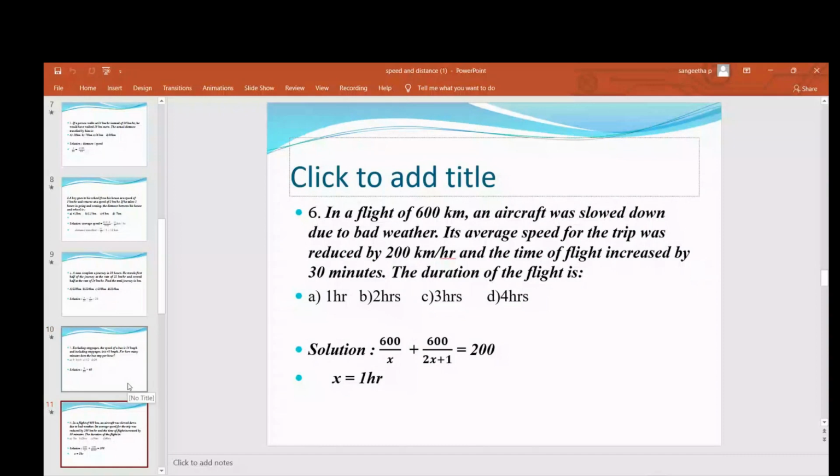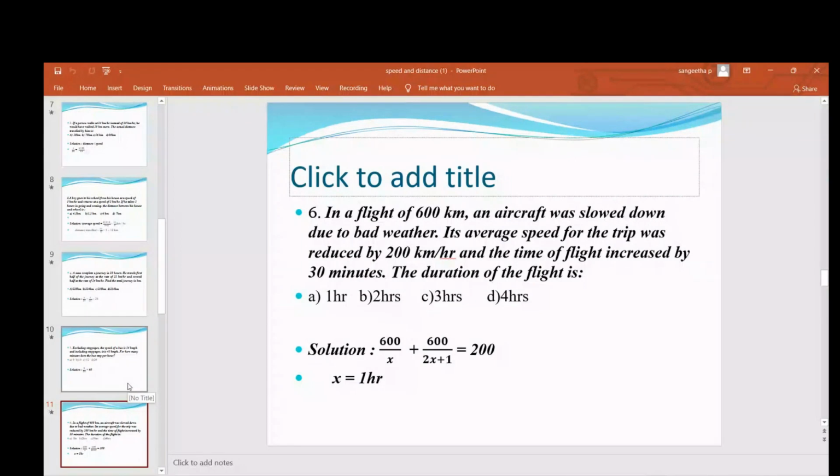So its average speed for the trip was reduced by 200 km per hour, because of the bad weather, and the time of flight is increased by 30 minutes. So what is the duration of the flight that you have to calculate?